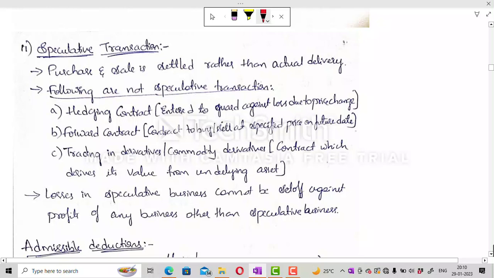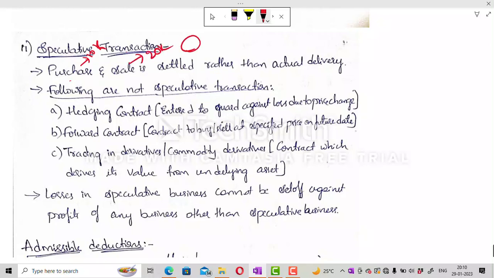Speculative income. See, purchase and sale. What does speculative income mean? If the purchase and sale is settled one. If for a purchase we incurred 10,000 and for the sale we got 20,000, only 10,000 will be the transaction amount. Then it will be called a speculative transaction.